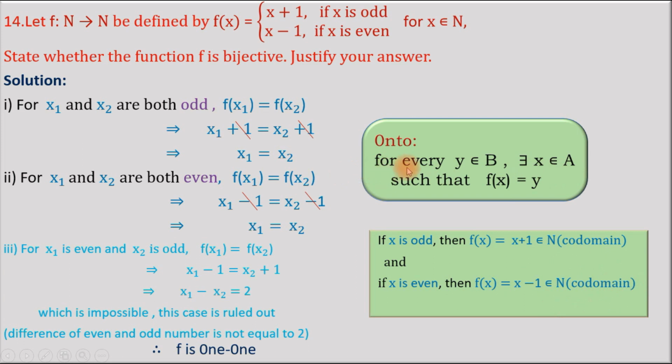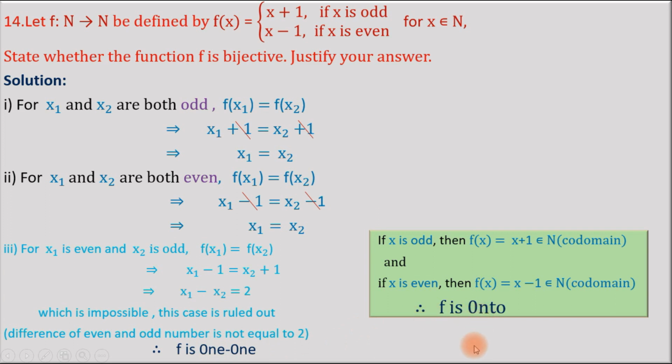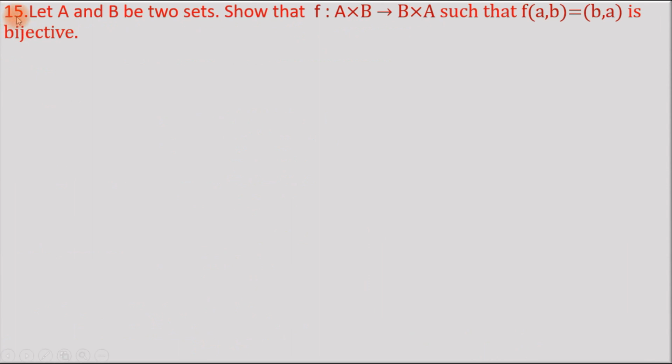Hence, the condition for every y belonging to the codomain of natural numbers, there exists x belonging to A, natural numbers, such that f of x equals y, means y is the image of x. Hence, this function is onto. So, this function is both 1-1 and onto. It is a bijective function.